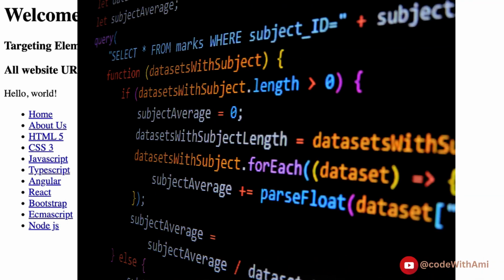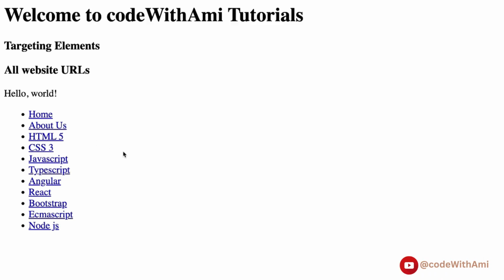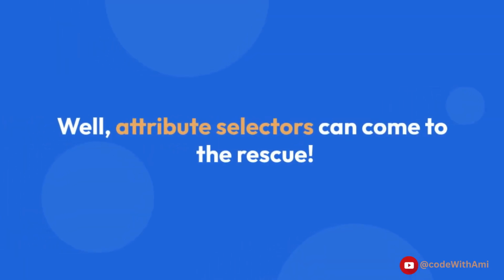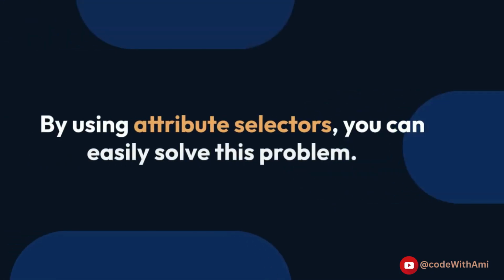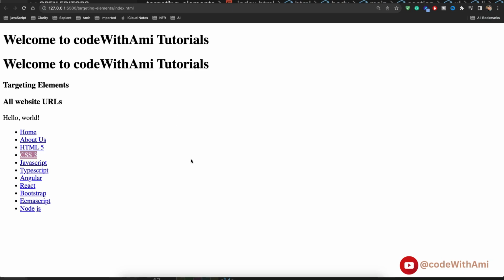It is very hard to do without the help of JavaScript because CSS cannot identify what URL is inside which anchor tag, right? So that will be a huge problem. But I have a trick. An attribute selector can solve this problem very easily. So let's find it out. How can we do that?